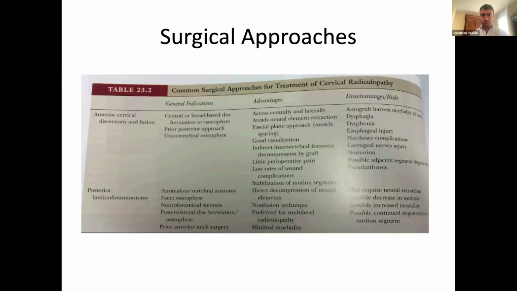Now, surgical approaches, anterior versus posterior. What to do? Very controversial. There aren't too many guidelines on anterior versus posterior, which is better. In general, if a patient comes in with radiculopathy and pain, it's an anterior cervical discectomy, right? That's the best bang for your buck, is going to be ACDF.